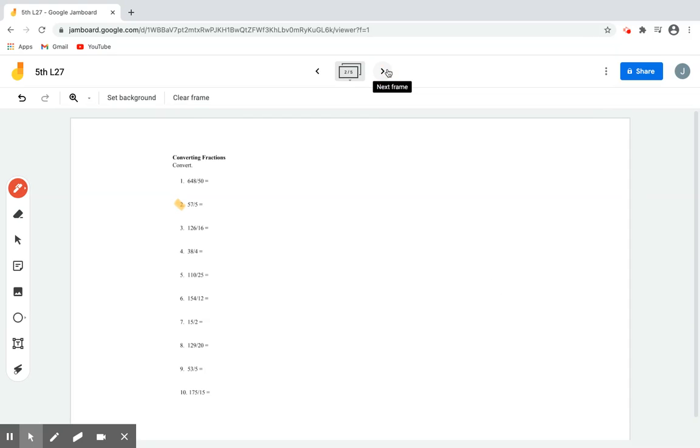And then let's move on. The next one is converting fractions. We're going to convert the improper fractions to mixed numbers. We're going to work on number 2. And we have 57 over 5. So we need to know how many times 5 goes into 57. In order to do that, we're going to divide 57 by 5. So 57 divided by 5 will be 5, and then 7, and then the remainder is 2.